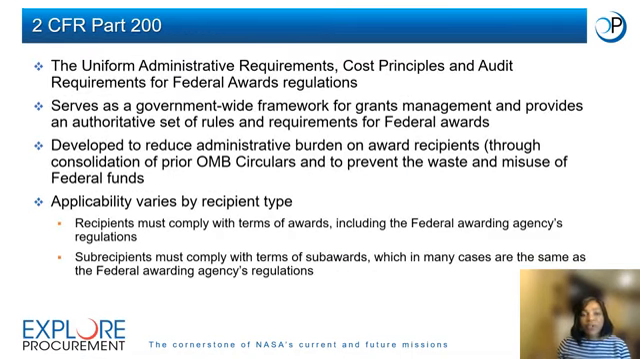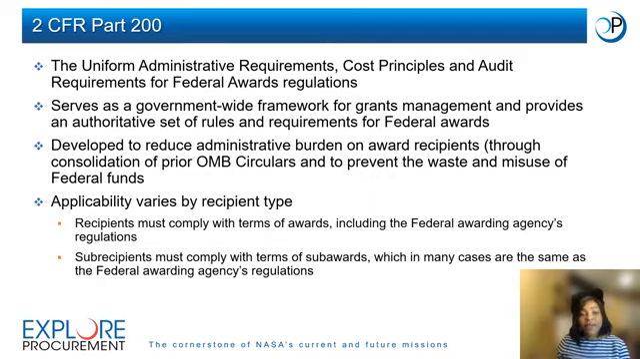The 2 CFR Part 200, whose official title is the Uniform Administrative Requirements, Cost Principles, and Audit Requirements for Federal Awards Regulations, also referred to as the Uniform Guidance, is an authoritative set of rules and requirements for federal awards. It was developed and established in December 2014. The 2 CFR 200 streamlines regulations and requirements affecting award management by consolidating prior OMB circulars, which has led to a reduction in administrative burden on award recipients.